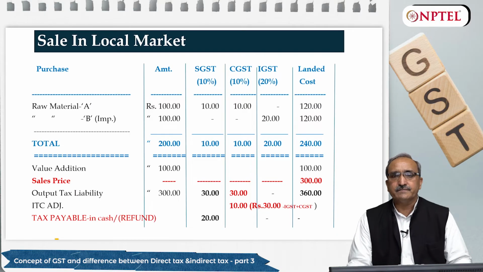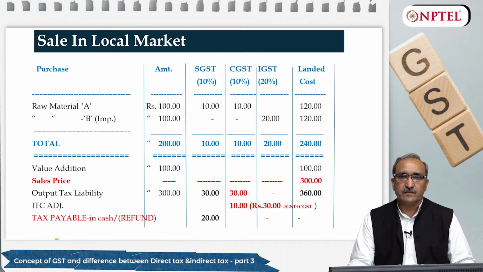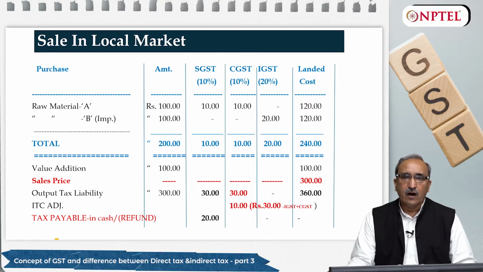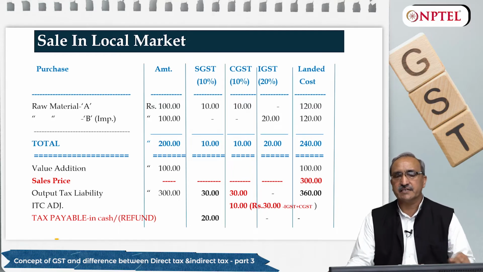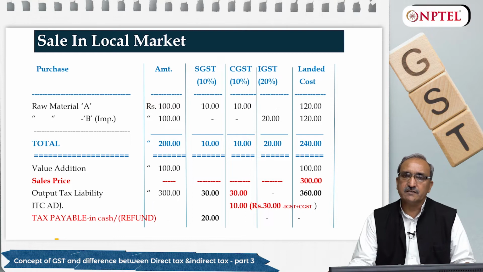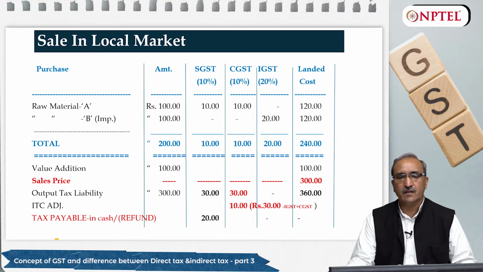Friends, this example I have worked out for your convenience: how actual invoicing will be done under GST. It's a case of an intrastate transaction, means within the state in the local market, and it is for a manufacturer. If you have a manufacturing unit where you are manufacturing some product, how will you raise your invoice?